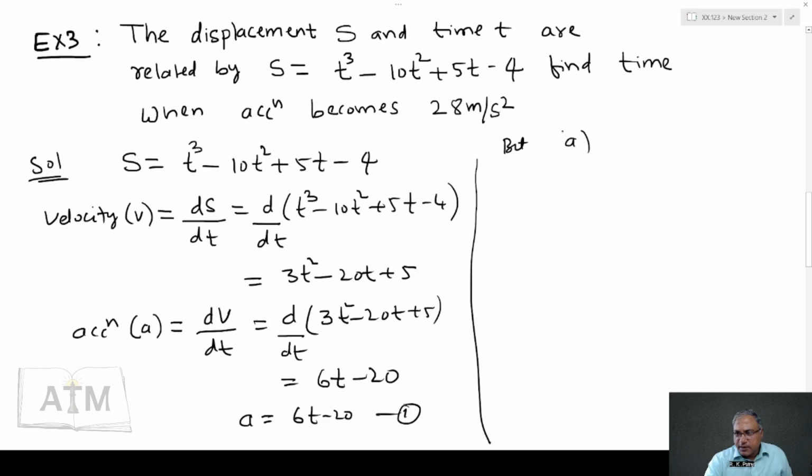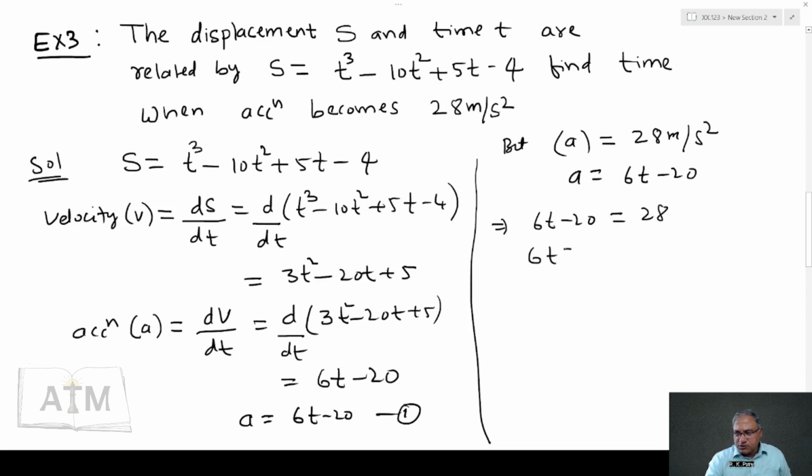But acceleration is also given as a equals 28 meter per second square. We need to find when the acceleration of the particle becomes 28 meter per second square, and the relation for acceleration is a equals 6t minus 20, which we already obtained. Therefore 6t minus 20 equals 28, 6t equals 28 plus 20, 6t equals 48. So t equals 48 upon 6 equals 8 seconds.